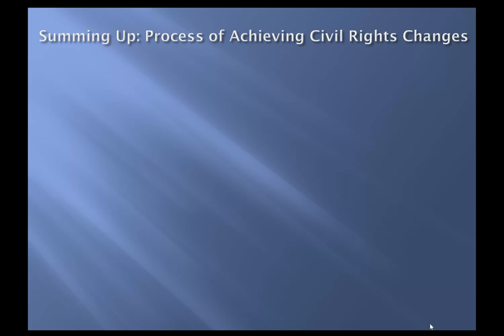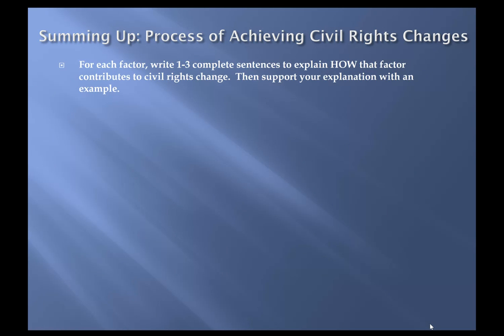Because at some point you may want to be involved in making change, and at minimum, you're going to see this stuff going on in the news. So it's helpful for you to understand what's going on as it's occurring. Okay, so we're going to look at multiple factors that we've talked about. For each factor, you're going to write 1 to 3 complete sentences to explain how that factor contributes to civil rights change. And then you're going to support your explanation with an example.